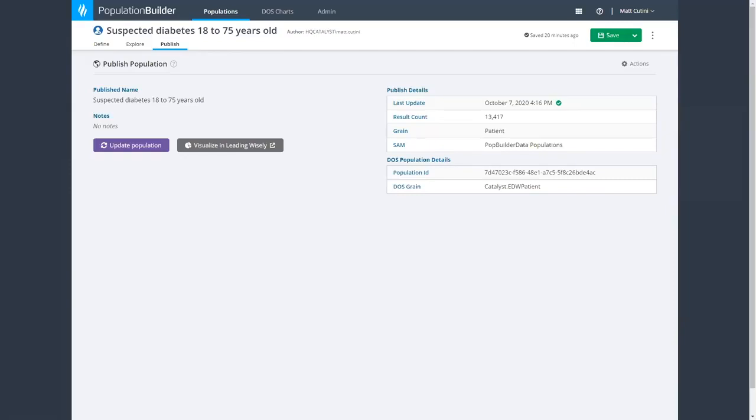The Leading Wisely application is a web-based visualization and information sharing tool for leaders of all types of healthcare organizations, including FQHCs. It is part of our Rapid Response Analytics suite, which means that it ties in really well with Population Builder. As you can see, what I have right now is a cohort that I created within Population Builder. I saved it, and now I'm ready to launch into Leading Wisely to visualize it.